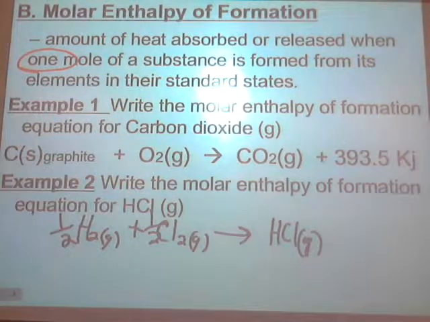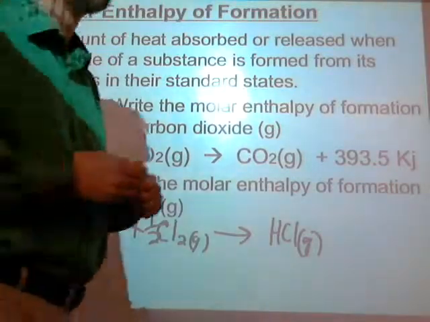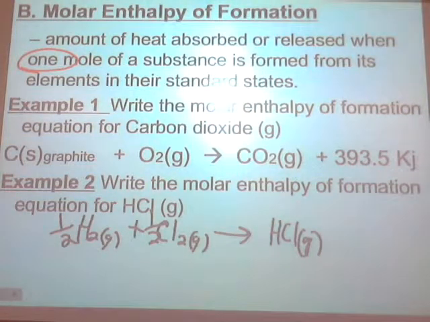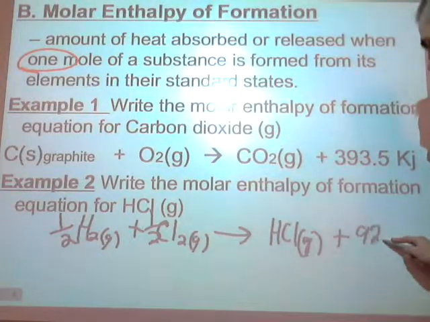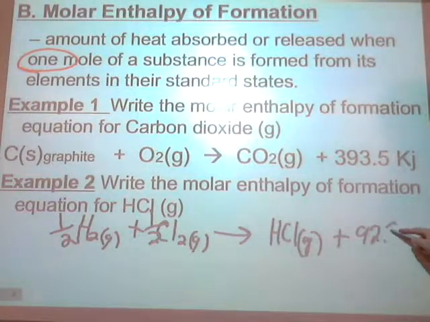Now, by the way, what's the value in the back for HCl? Positive or negative? Negative. So it will go on this side, plus 92.31 kilojoules. And you're done. That is the answer. That's the final answer.